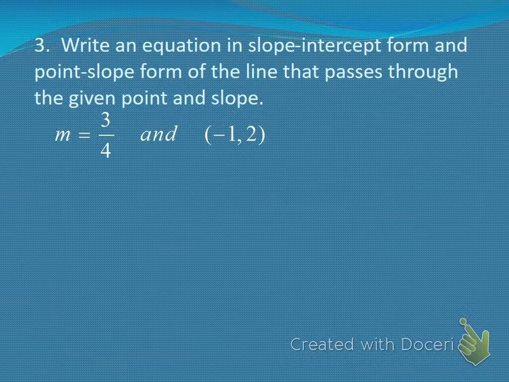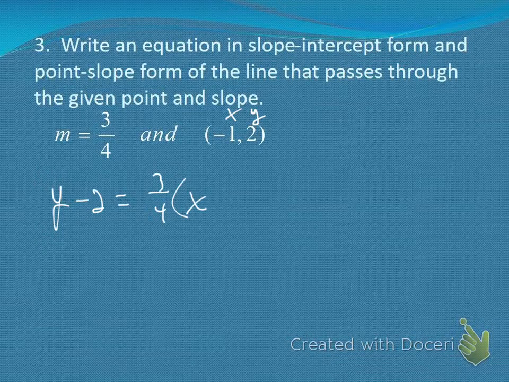So we've got to have a point and a slope. We have a point and a slope, so we can put this guy into point-slope form. So I'm going to go y minus, if it helps to label this, do that. So y minus 2 is equal to 3/4 times x minus a negative 1, which makes this x plus 1. All right, and so that's point-slope form.